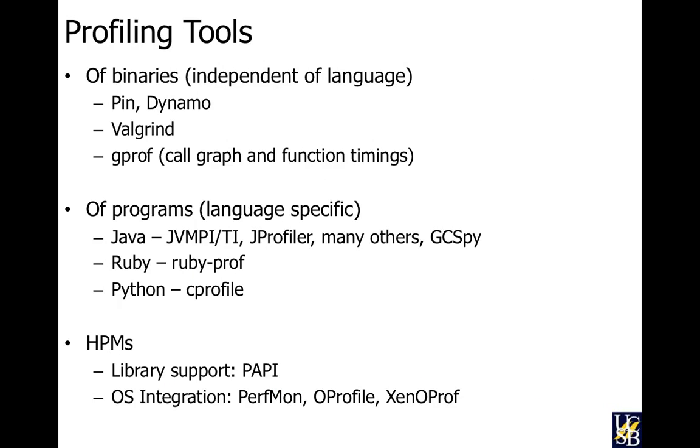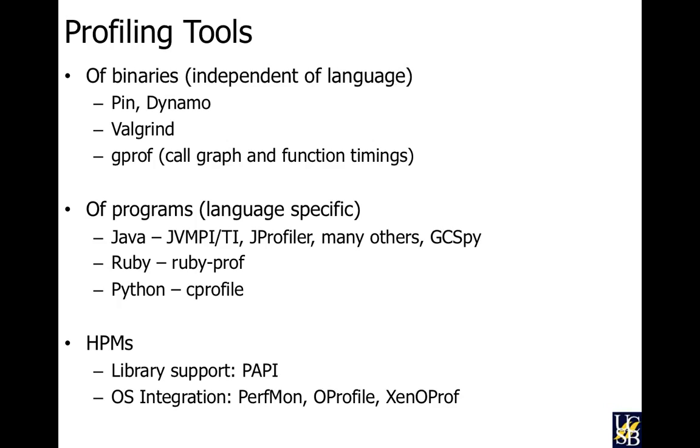There are lots of profiling tools out there. I encourage you to check them out. Pin and Dynamo are dynamic instrumentation technologies. Valgrind allows you to do lots of things, but typically it's used to identify memory problems. gprof is a very good way to start to get your call graph and your timings for your functions. Every programming language has language-specific profilers. I list a few here for Java, Ruby, and Python.